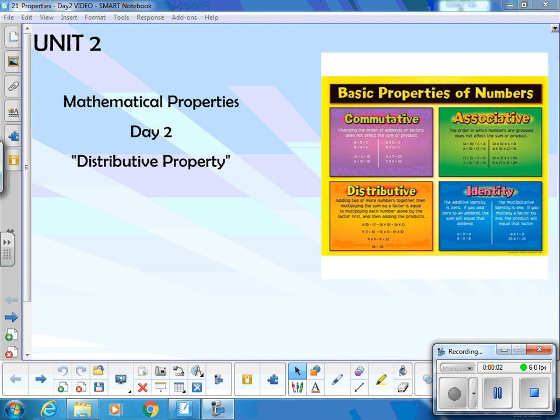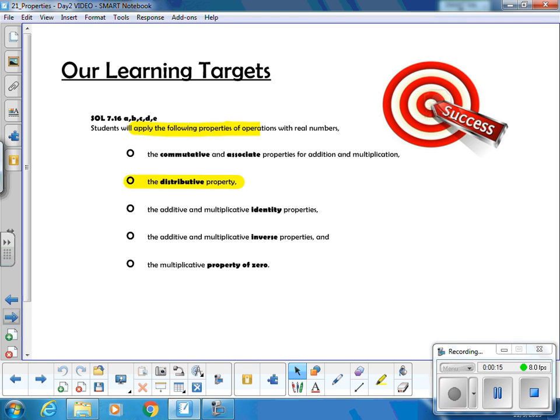Welcome back. Today we are doing day 2 of our properties, and we're going to be talking specifically about the distributive property, which is brand new to you, so you've never seen it before, and it's exciting. Our learning target is to apply the following properties, which is the distributive property. We've already covered all the others, so we're not going to go over all that.